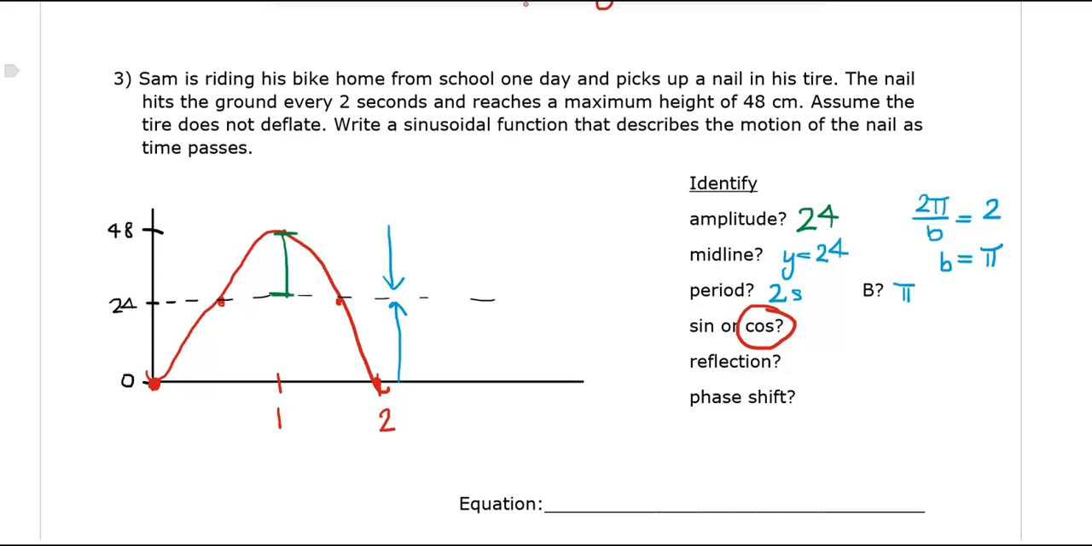Does it have a reflection? Well, if it's cosine, yes, it does. And I can tell it does because it's starting at a minimum. Whereas if it was not with a reflection, it would have started at a maximum up there at 48. Phase shift, no. It does not shift left or right because the minimum is right there on the y-axis.